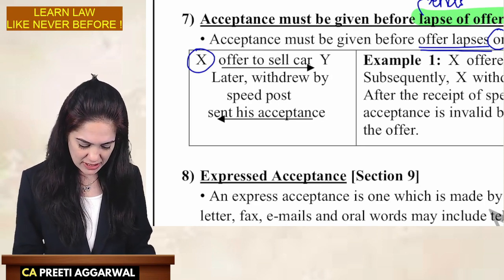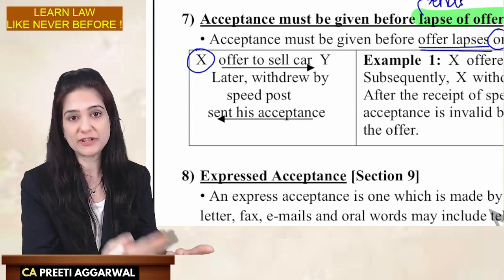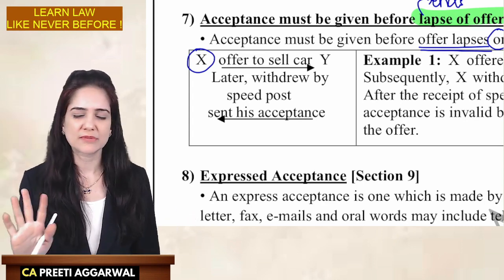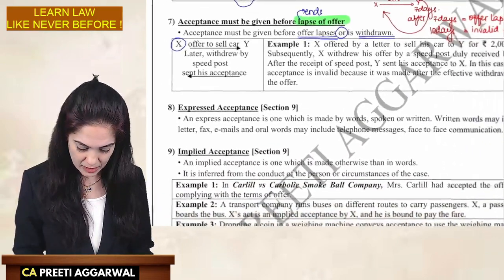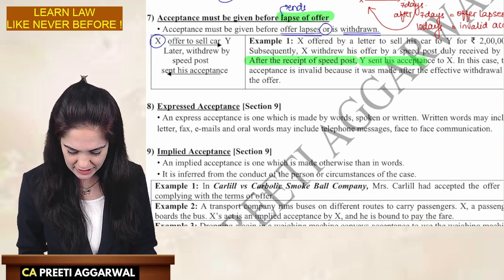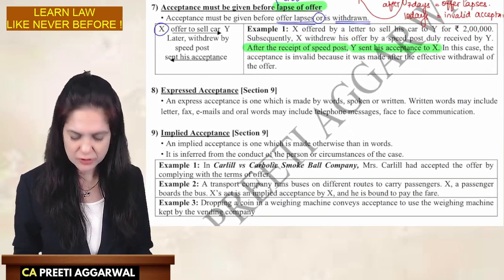It's not a valid acceptance. Now, X offered to sell his car. Later, he withdrew by speed post. Y read the letter of withdrawal. He knew about it. In spite of that, he gave his acceptance. Then it's not valid acceptance. After receipt of speed post, Y sent his acceptance. It's invalid because it was made after the withdrawal of offer.